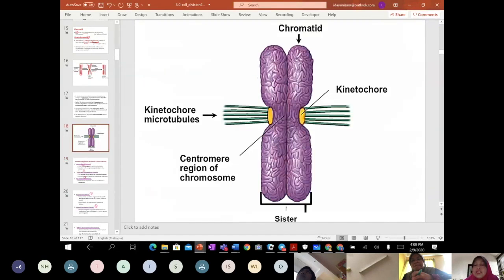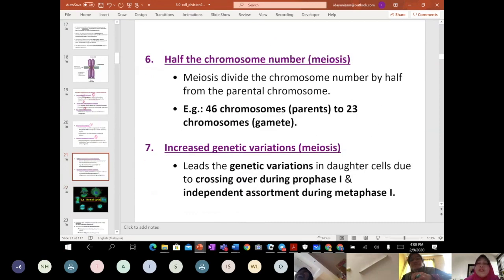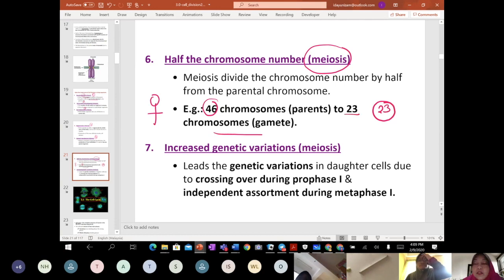Okay, so your daughter cell will inherit exactly, identically to the parent cell. That's number 5. And number 6, half. In meiosis, the cell division will halve the number. Let's say Toe will contribute as a mom. Toe will contribute 46, so in the ovum, Toe will contribute 23 chromosomes in the gamete, in the ovum of Toe.